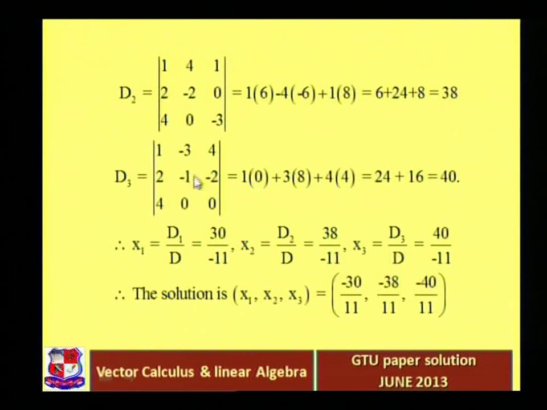That is equal to 1 into minus 1 into 0, 0, plus 3 into 0 plus 8, so that is 8, plus 4 into 0, 2 into 0, 0, minus 4 into minus 1 plus 4, so 4, so 8 into 3, that is 24 plus 16, that is equal to 40. Clear? So we found all these determinants.